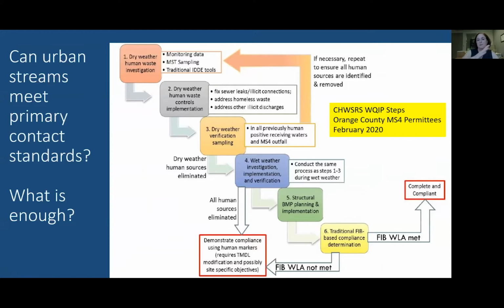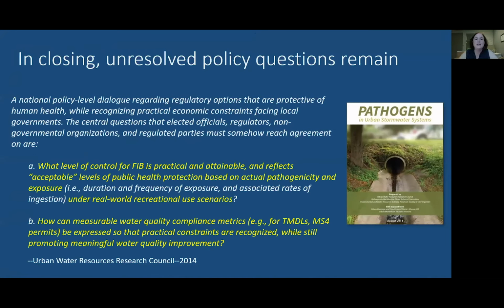And this is their process. I'm not going to talk through this in the interest of time, but again, it's focusing first on what we can control in terms of human sanitary sources. And then in closing, the last couple of paragraphs in our pathogens book just pose some questions along the lines of the topics that I just mentioned.